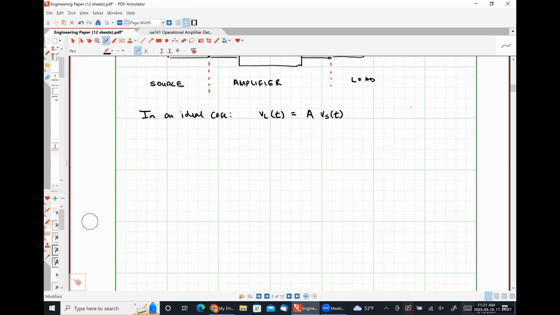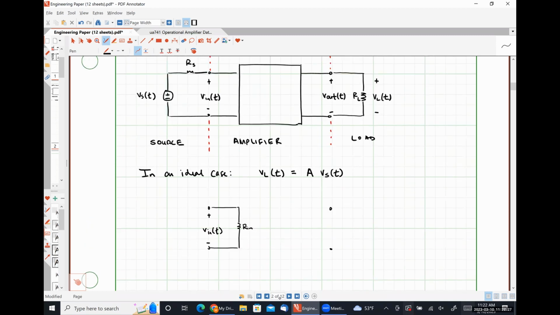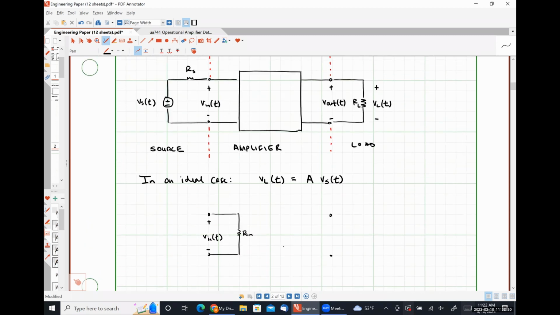So I'm going to draw that here in the center. So here's our input resistance. Here are the input terminals of our amplifier. And then over here, these are our output terminals. So let's scroll back down here and figure out what's connected there.